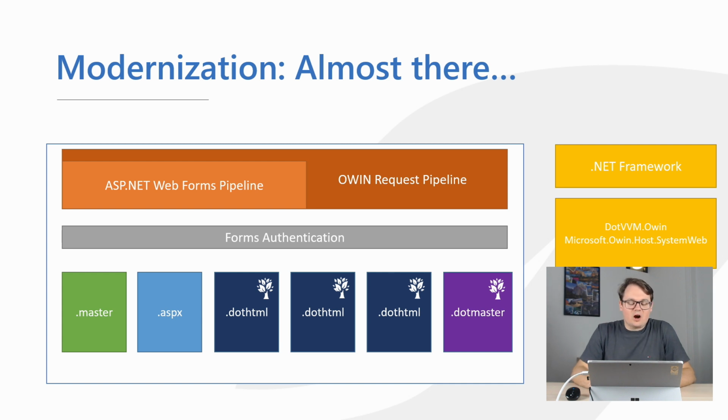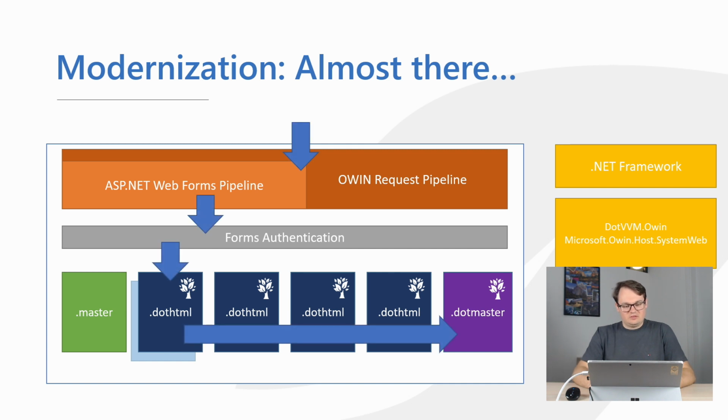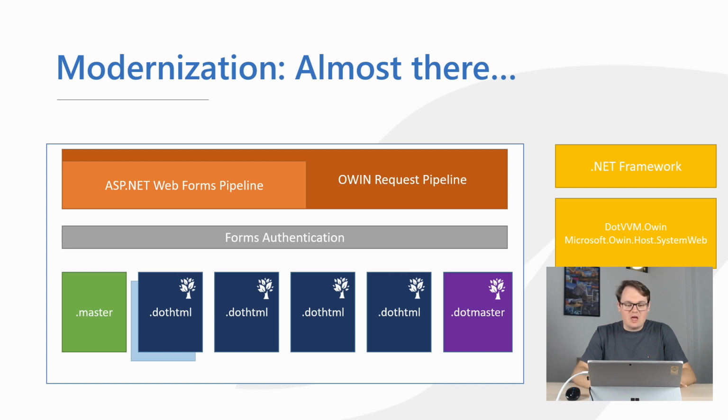And now we are almost there. So again, I will be picking the last page for migration and replace it with the .html version. And then all the requests should go through the OWIN pipeline through .vvm. And the web forms pipeline will be only used for the authentication, or may be avoided completely.